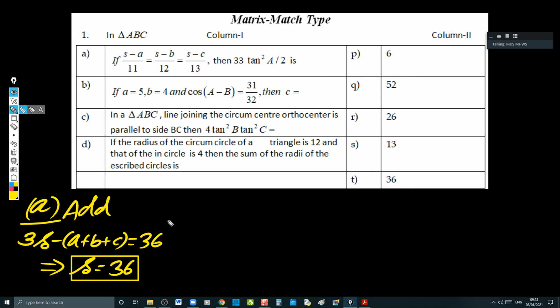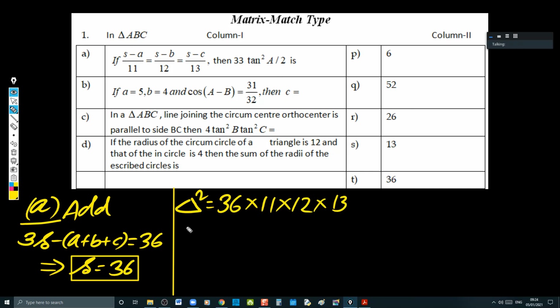Now, from this one, I can write the tan A by 2 formula. And you can write delta also. Delta square I'm writing: S into S minus A into S minus B into S minus C. Straight away you can make use of those values because it is a ratio. The ratio terms get cancelled, which is why we are neglecting that proportionality constant there. 36 into 11 into 12 into 30. That is delta square.